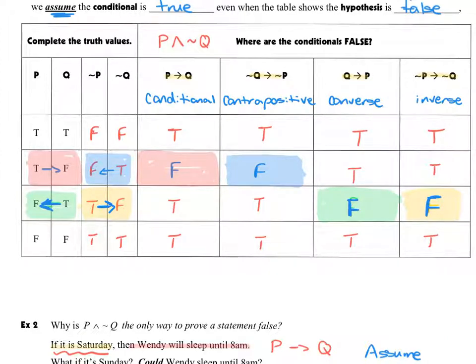Now, we're not going to do a ton of filling out these. The biggest takeaway that I want you to have from this is I want you to look at the columns that we have left. Look at this column and this column and notice these are both true, these are both false, these are both true, these are both true. These two columns match perfectly, and that should make sense because the other thing that I said in the video last night is that the conditional and the contrapositive are equivalent statements.